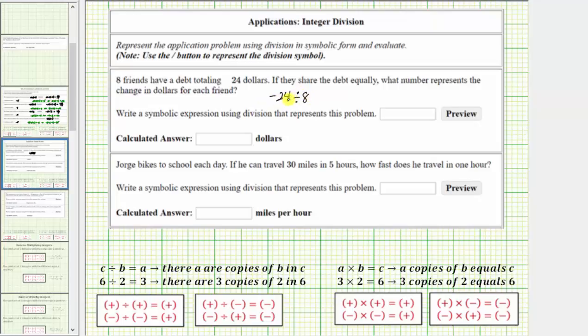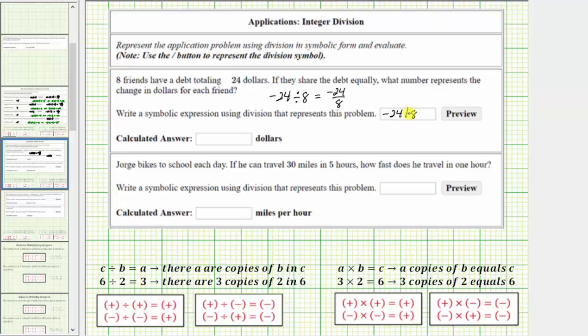Now there are several ways to write quotients. This is one way. We can also write a quotient in fraction form because a fraction bar means division. We can also write the quotient -24 divided by 8 as a fraction. For our homework, we're asked to use the / to represent division, and therefore the symbolic form is -24 / 8. Now if we wanted to, we could include the dividend and the divisor in parentheses. It would not affect the quotient.